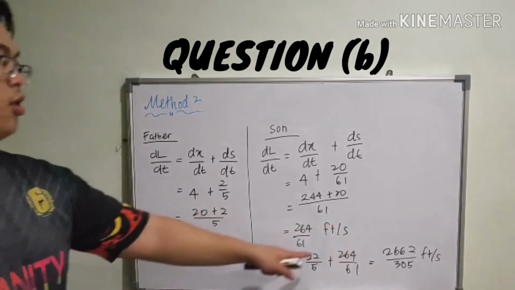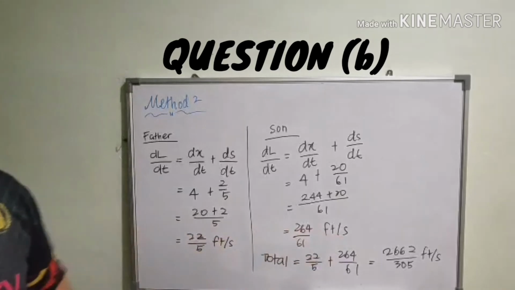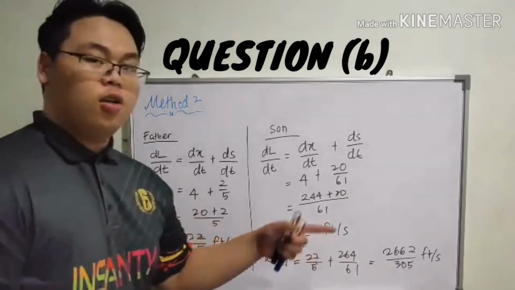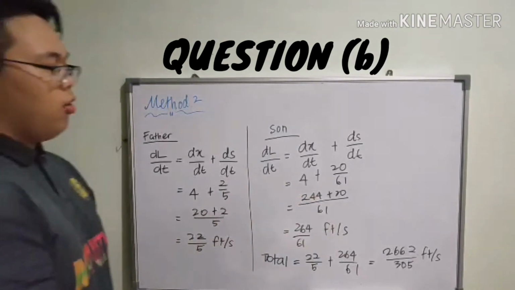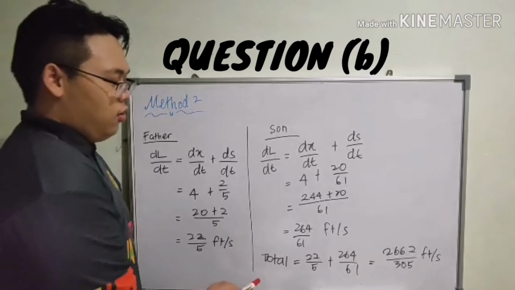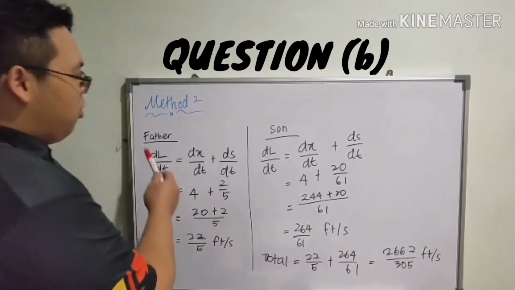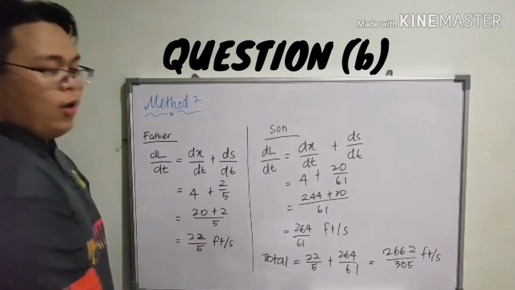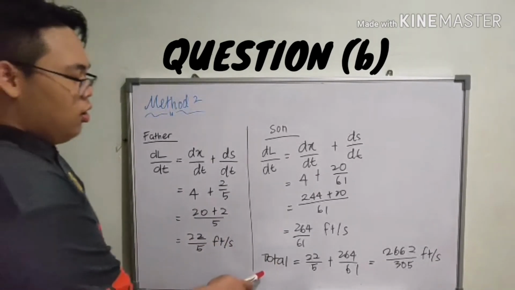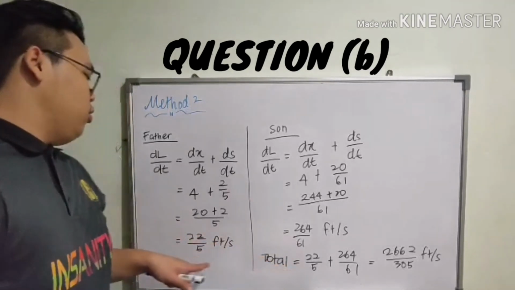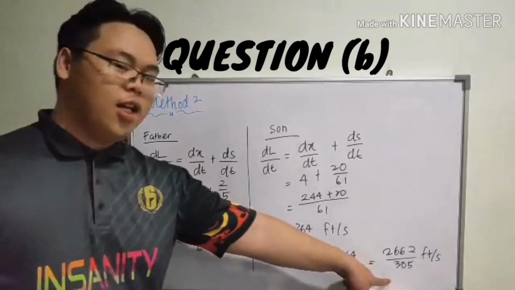Alright, this is the unit. Don't forget about the unit. If you don't put it, you get it wrong or lose 1 mark for it. So you got dl over dt for the father and dl over dt for the son. So you find the total. For the total, you just add these two values, so you get the answer.